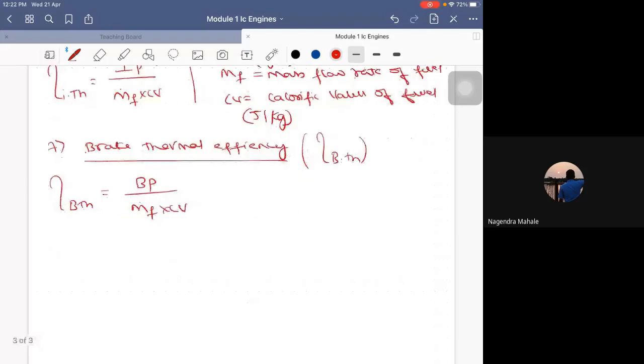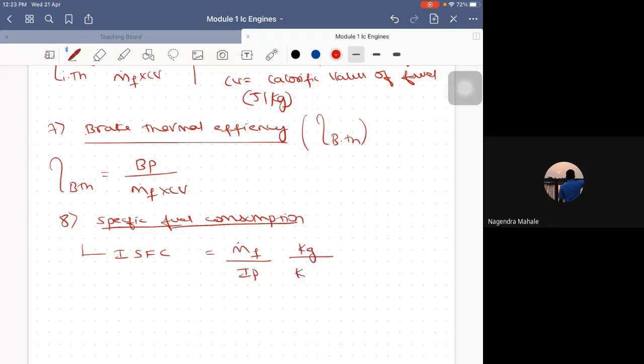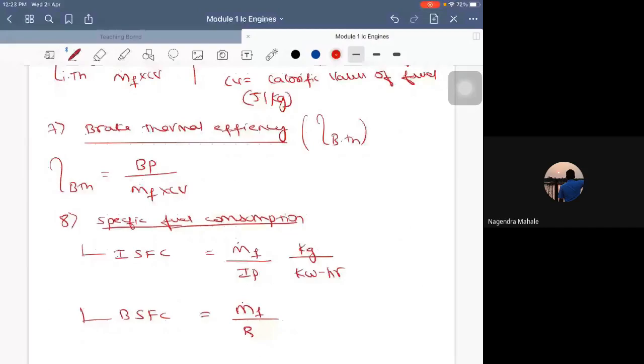Next is the eighth one, specific fuel consumption. What do you mean by specific fuel consumption? It is the fuel consumed per unit time per unit power output. Again, it has two types. One is indicated specific fuel consumption, which is MF dot divided by IP, with the unit kg per kilowatt hour. Similarly, brake specific fuel consumption, which is MF dot divided by BP. The units remain the same, kg per kilowatt hour.